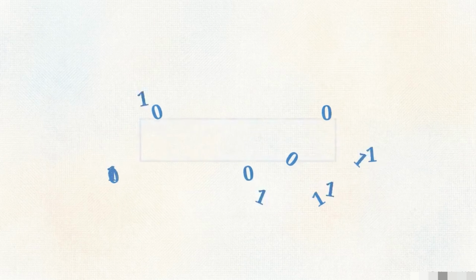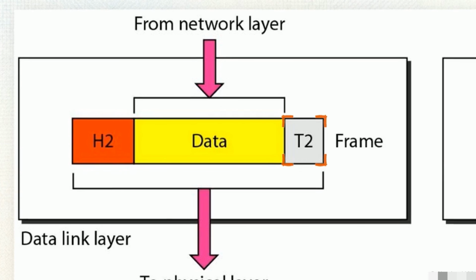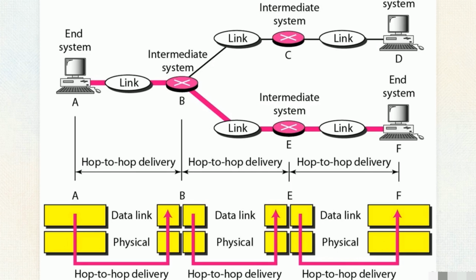To give them structure, the system relies on Layer 2, the data link layer. Here, we see how the data link layer takes those loose bits and organizes them into manageable packages called frames. It attaches specific routing and error checking information, an H2 header and a T2 trailer, around the core data payload. This layer focuses entirely on what is called hop-to-hop delivery.